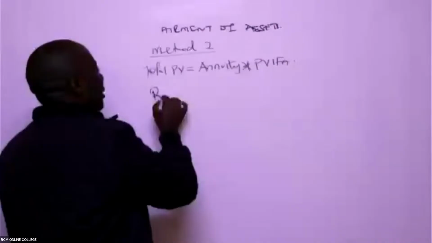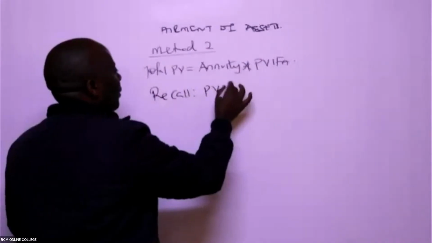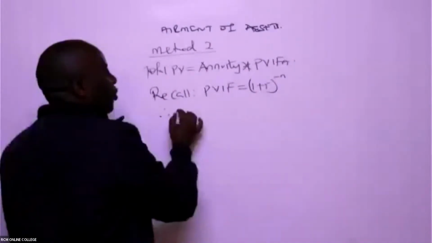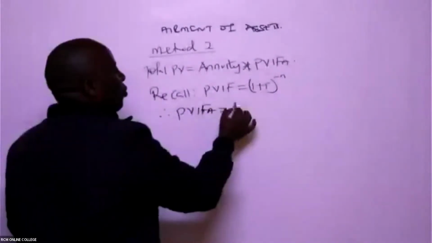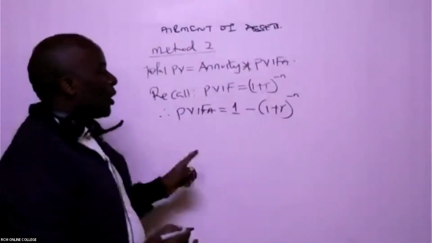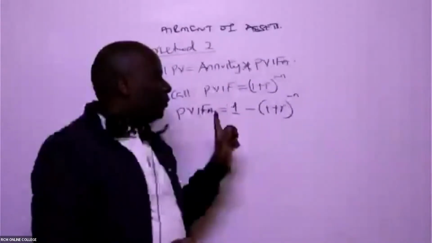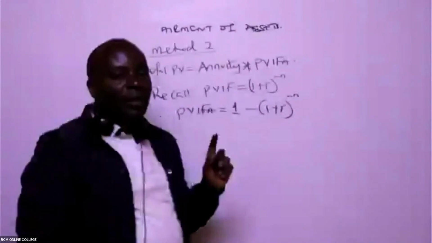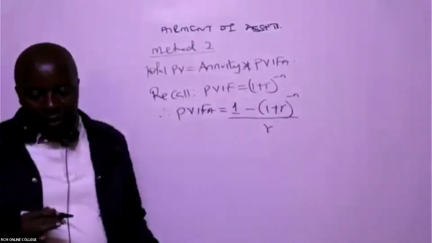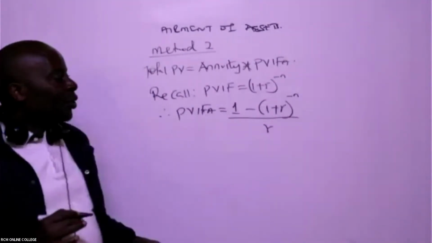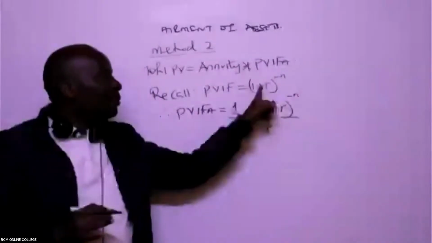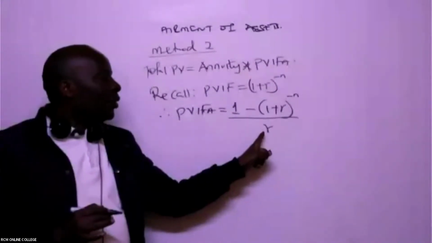Now remember, the PVIF is 1 plus r raised to negative n. And therefore, the PVIFA will be 1 minus this formula, 1 plus r raised to negative n, but everything divided by r. Caroline has already been able to get it. So anytime they want the present value interest factor of an annuity, we take 1 minus this simple formula, and then divide by r.